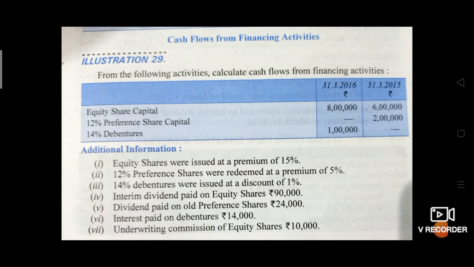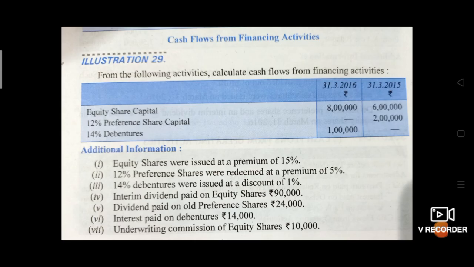Additional information. Equity shares were issued at a premium of 15%. So in the issue of equity share capital, we have to add security premium accordingly. 12% preference shares were redeemed at a premium of 5%. So while entering redemption of preference shares of rupees 2 lakhs, we have to add premium on redemption. 14% debentures were issued at a discount of 1%. So the issue of debentures amount will be after deducting the discount on debentures.